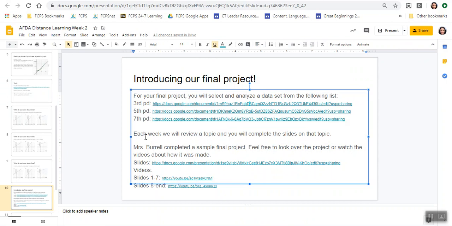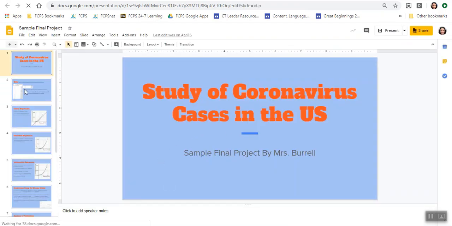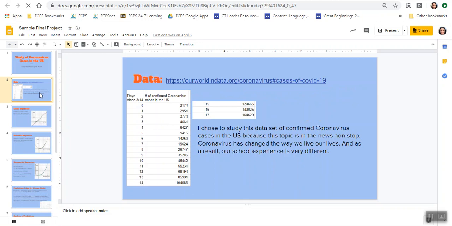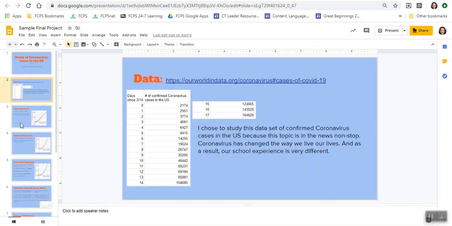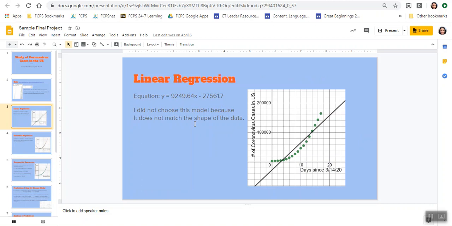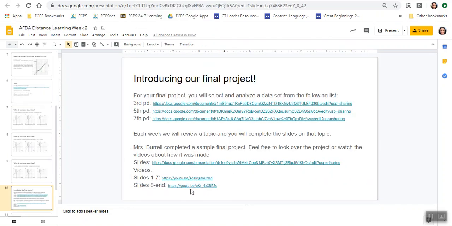So if you want to see how a project will look, you can look at my slides for my sample project. This was my sample project, and these slides will be in Google Classroom for you to look at. I have data here, and so my slide 1 was a cover slide. Slide 2 shows your data, and then slide 3 shows your linear regression. So you are going to perform the linear regression in Desmos and get the equation and put the graph on here. And all of that should be done by Friday. If you want to see a video about how I made my project, you can watch these videos here.